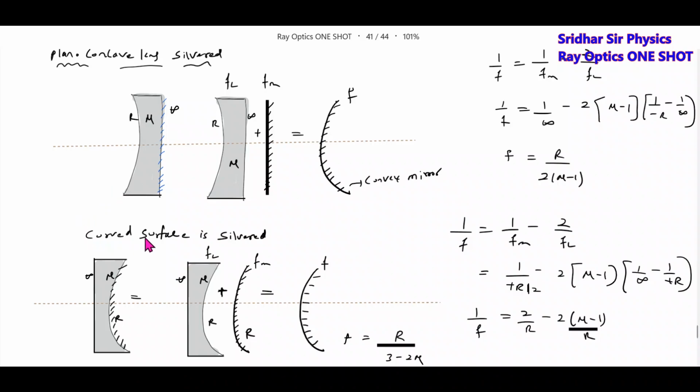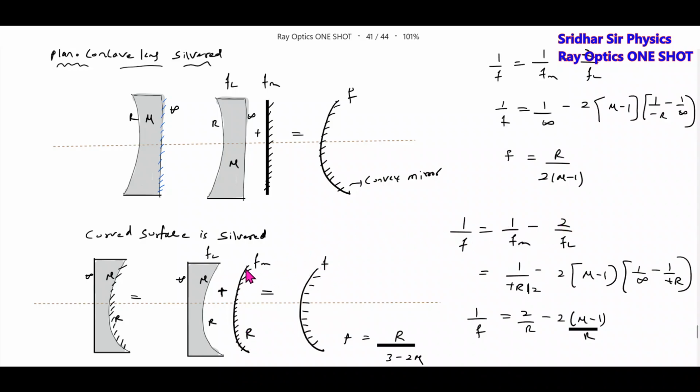Next, if the curved surface is silvered, earlier it was the plane surface, no? Now the curved surface is silvered. Then I'll break it up into a plano-concave lens plus a convex mirror. The effective focal length we have to calculate: 1 by fm minus 2 by fl.